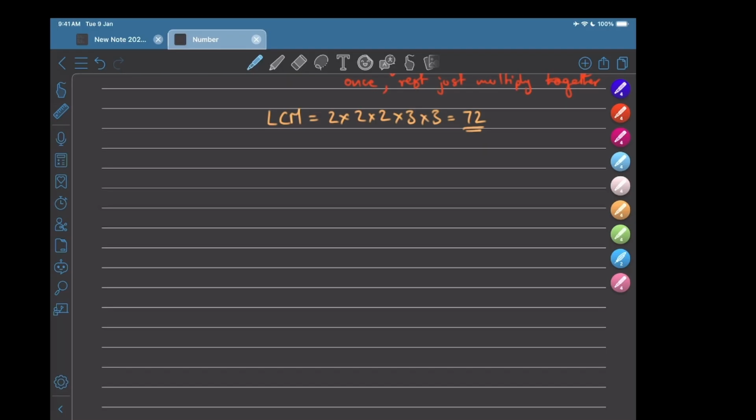All right, now let's move on to the next specification, which is indices, powers and roots.